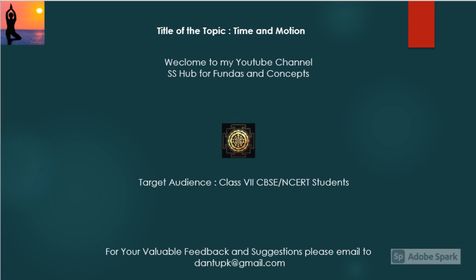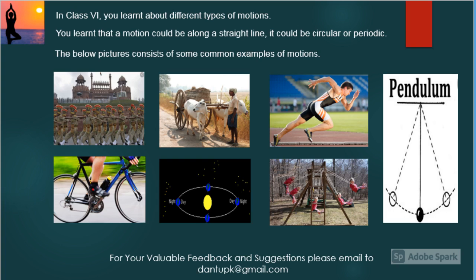Our today's topic is motion and time. In class 6, you learnt about different types of motions. You learnt that a motion could be along a straight line, it could be circular or periodic. Some of the examples of motion are soldiers in a march past, bullock cart moving on a straight road, hands of an athlete in a race, pedal of a bicycle in motion, motion of the earth around the sun, motion of a swing, motion of a pendulum, etc.